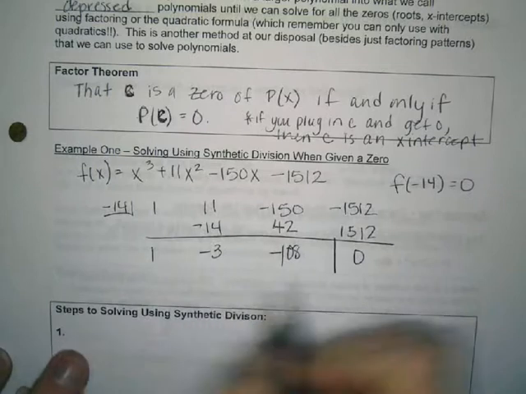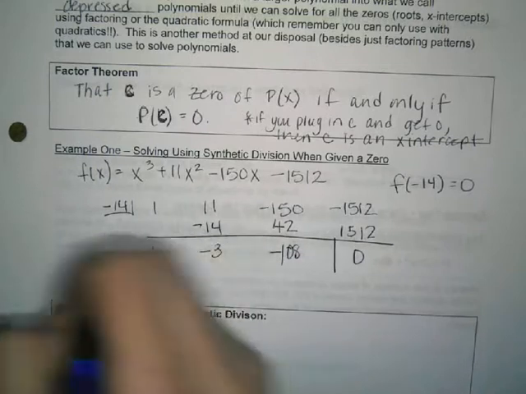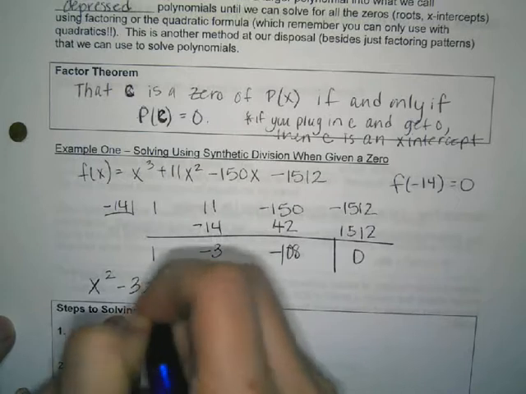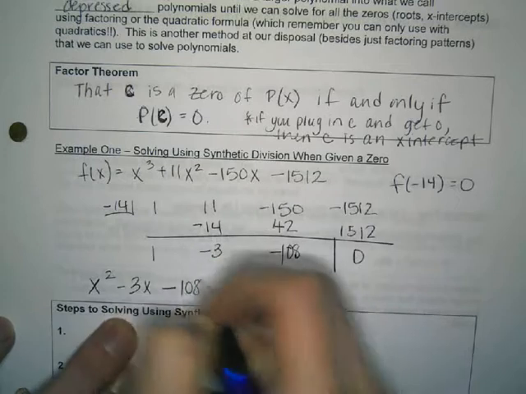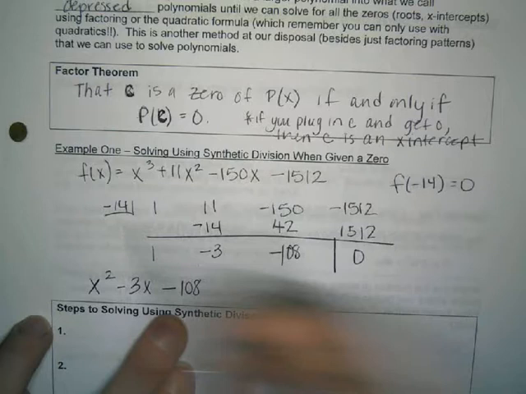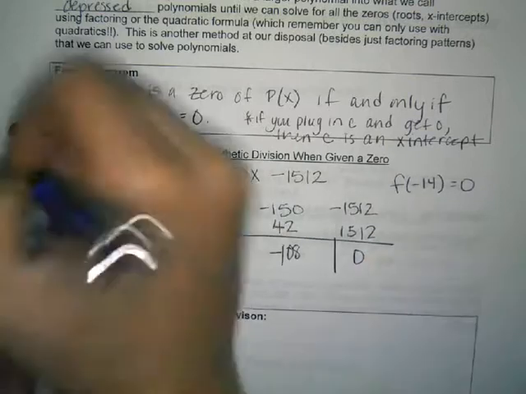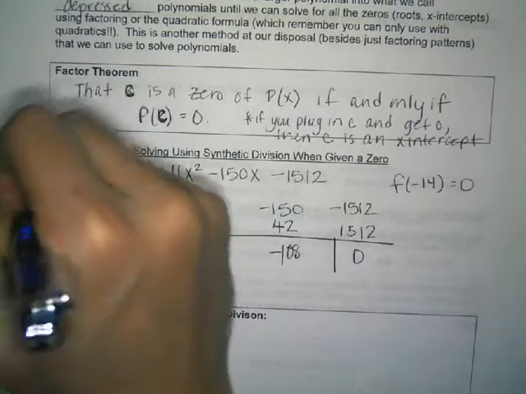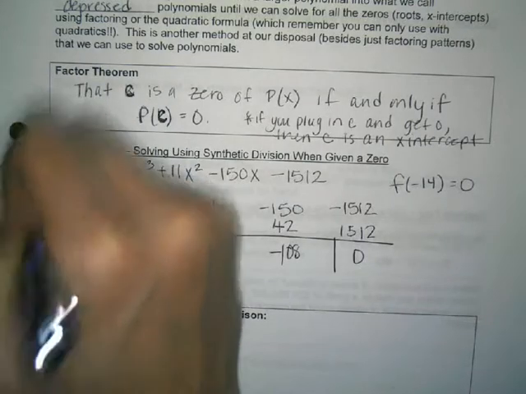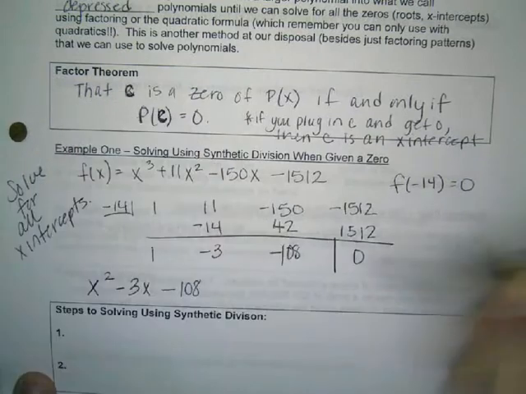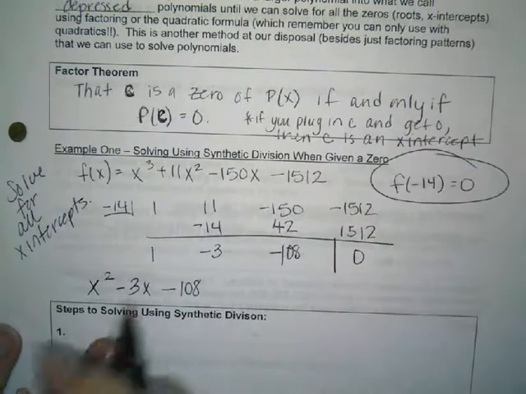What's left over here is my depressed polynomial, so I'm actually going to write that. We have x squared minus 3x minus 108. And the directions here would be to solve for all x-intercepts. Okay? This is one x-intercept, so we're going to circle that as an answer.